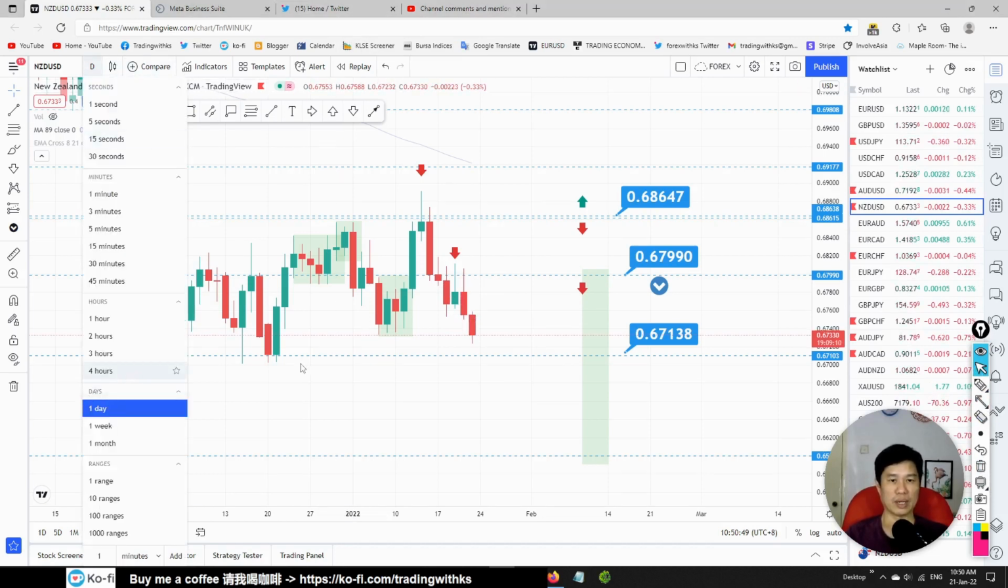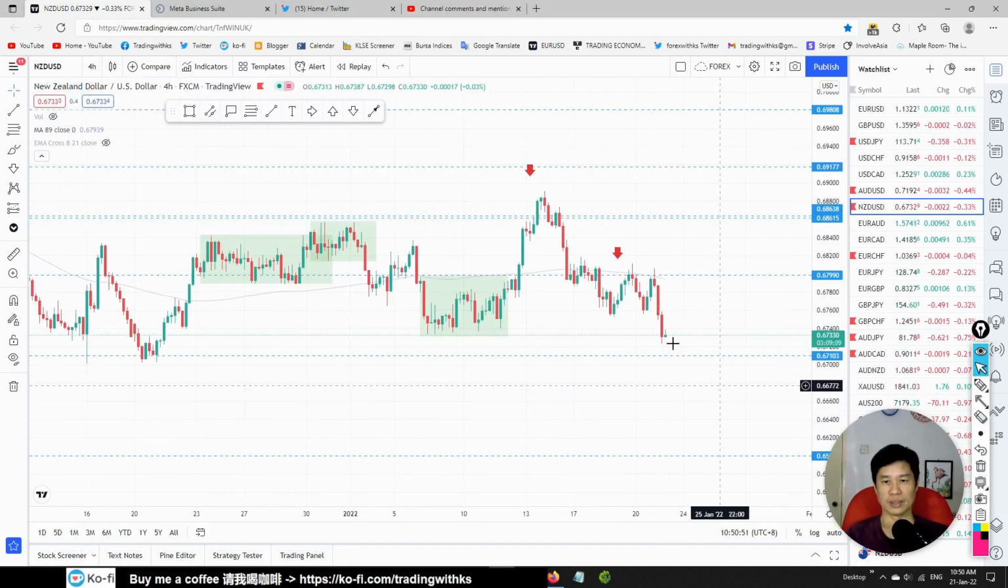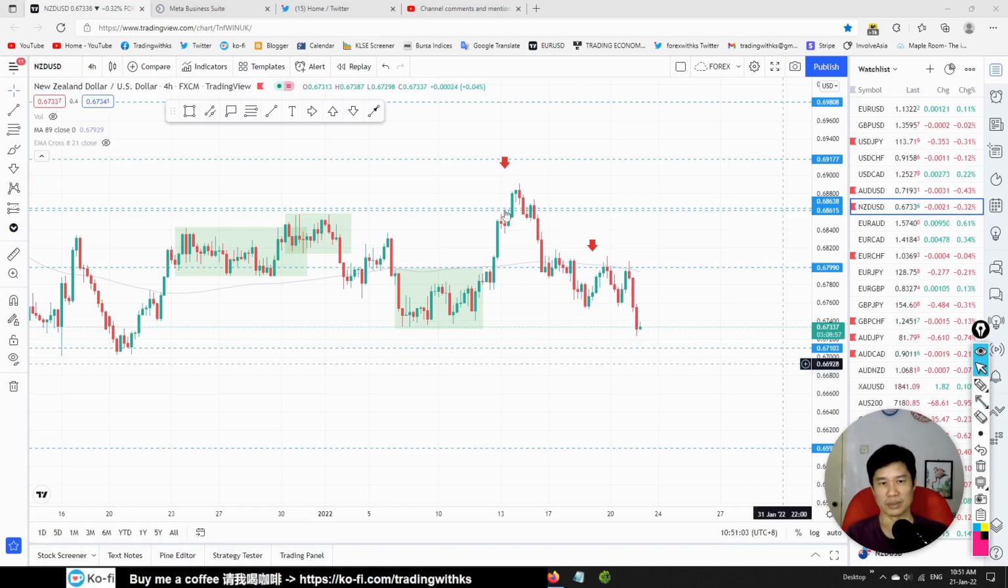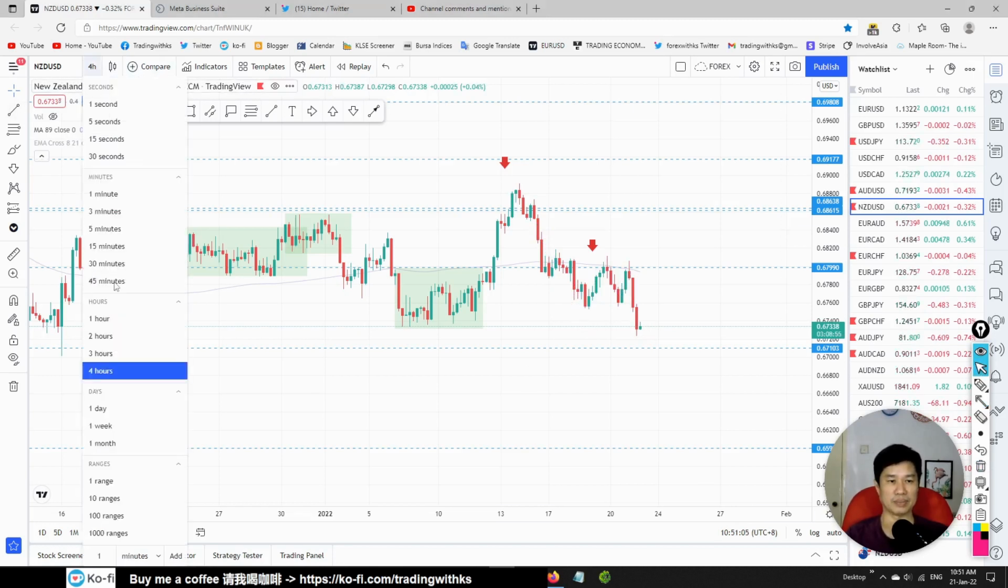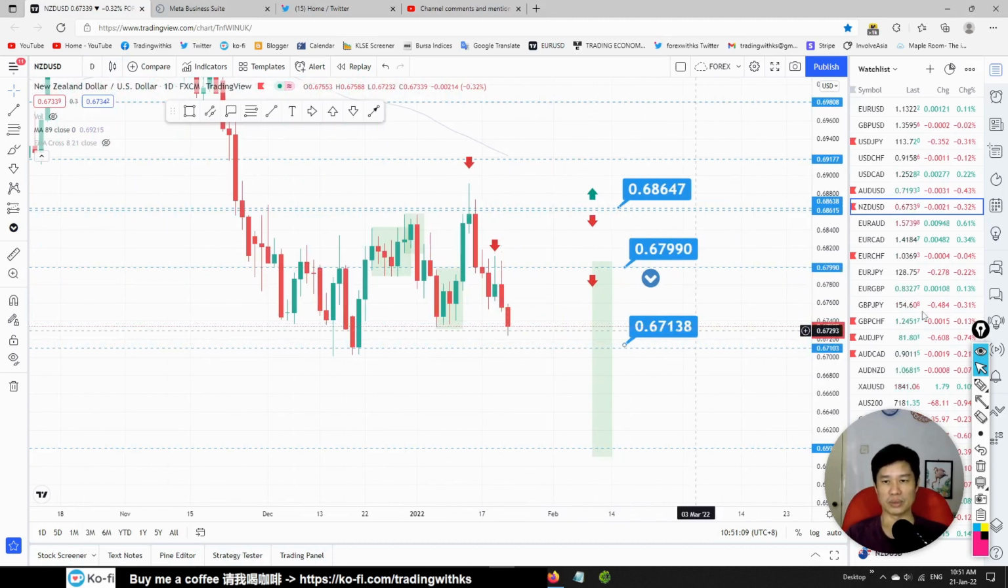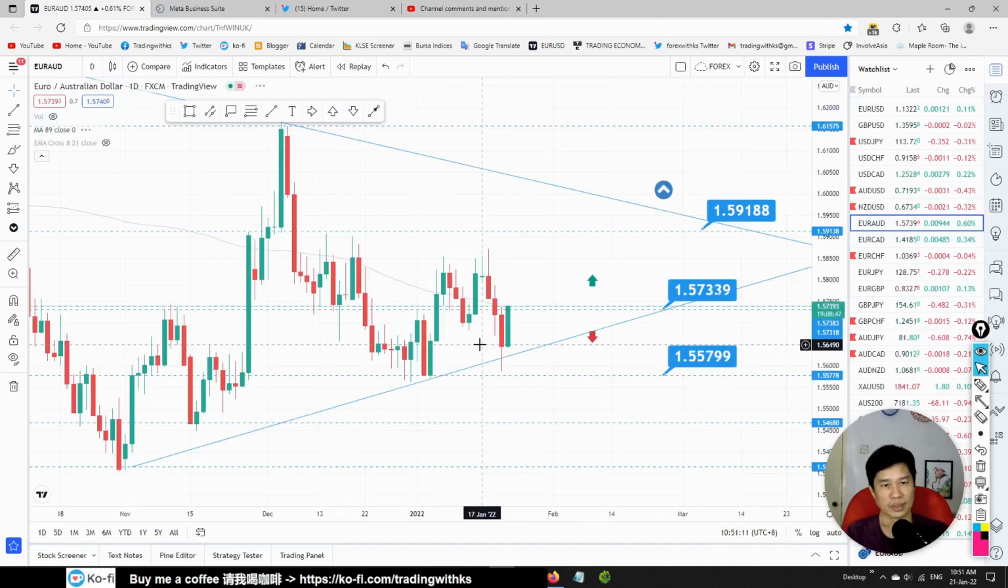So let's look at the 4 hours, right? Okay, 1, 2, 3. The first time it didn't break through, but the second time it broke through. So this is a 1-2-3 continuation. So there's another sell trade over here, but now it's a bit late. If you want to catch it now, it's a bit late to catch this trade already, almost to the target.